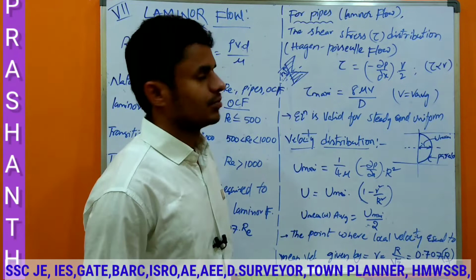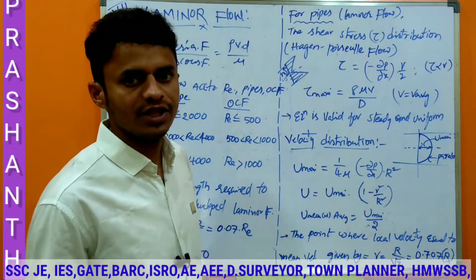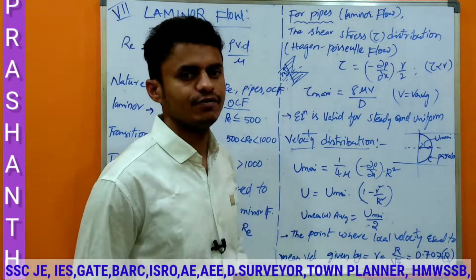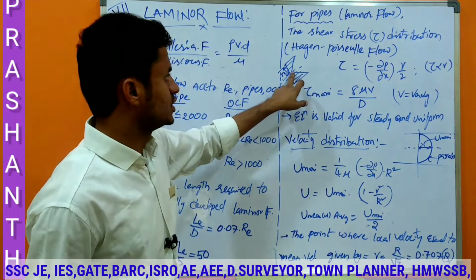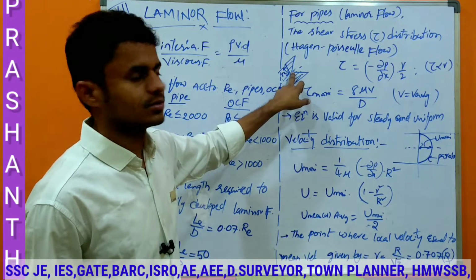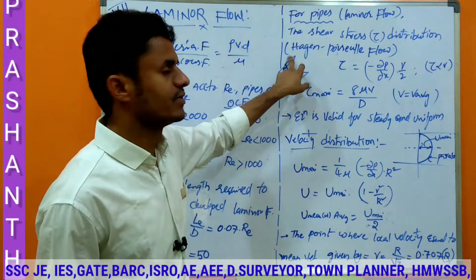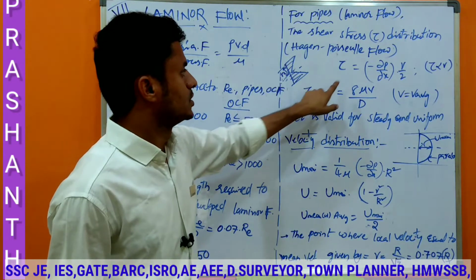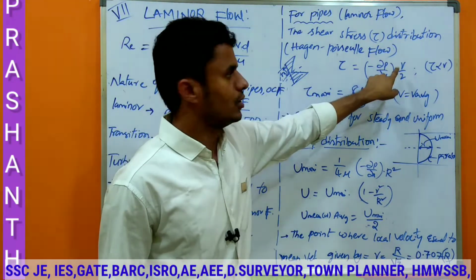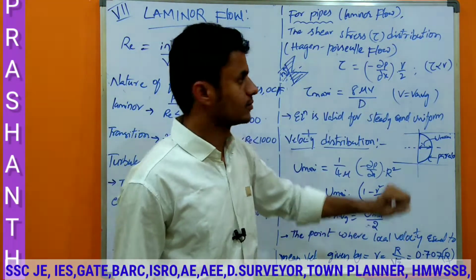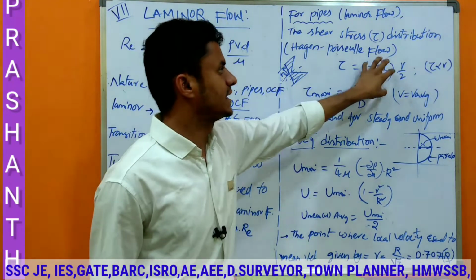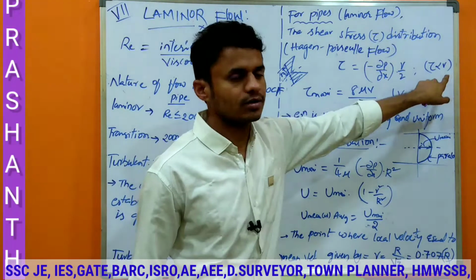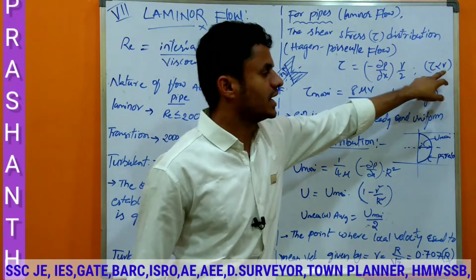For the pipes, the type of flow we consider is laminar flow. The shear stress distribution is given by this: it is 0 at the middle and maximum at the extreme fibers. See, it is maximum at the extreme fibers. So shear stress is minus dou P by dou X into R by 2. Here negative indicates the decrease in pressure. Shear stress is directly proportional to R, the radius.